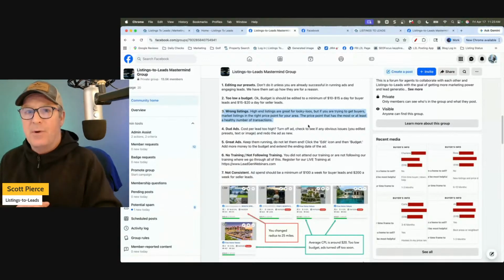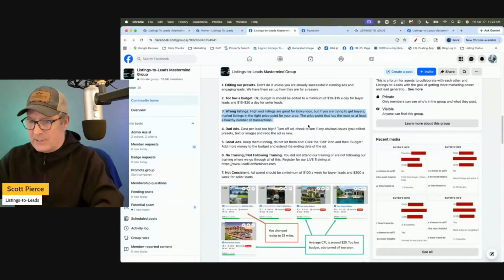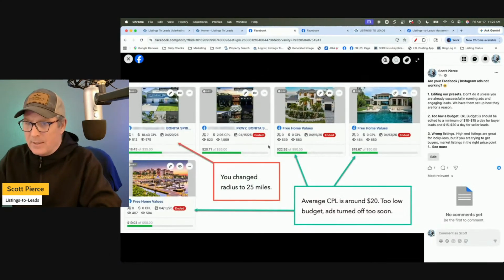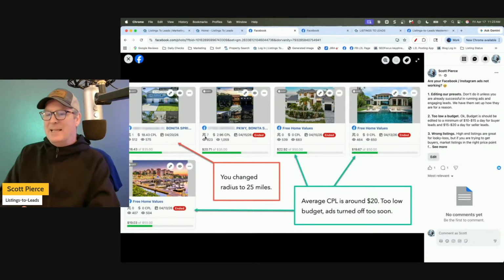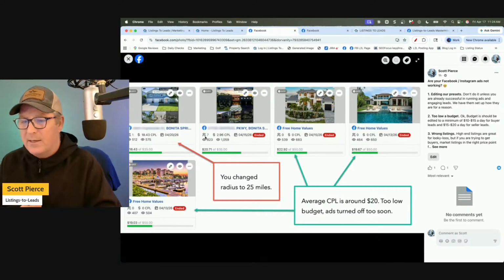One of our clients ran an ad, and in fact, I've got a screenshot right here. Oh no, this is not a good one, this is somebody else. This screenshot here is an example of changing the presets. Right, 7 leads at $3 a lead. Not bad. But that's 1 lead a day, because it goes for 1 week. That's 1 lead a day. That is way too little.